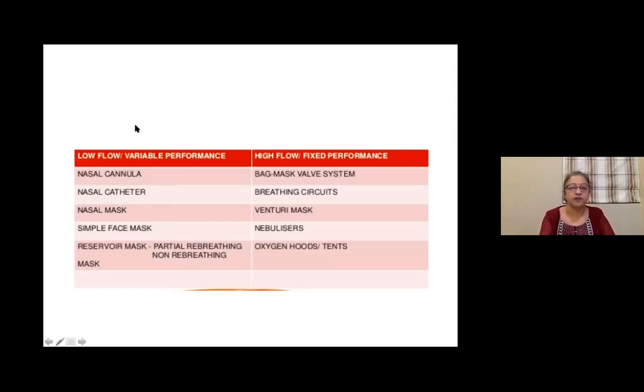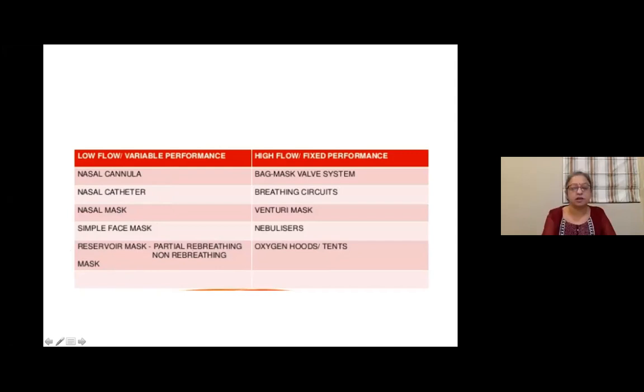So for low flow variable performance, what devices do we have? We have the nasal cannula, the nasal catheter, and the nasal mask. The nasal mask is usually used with a CPAP machine in stable patients with obstructive sleep apnea who are not mouth breathers. Because this is not usually used in the ward areas in COVID-19, I won't be discussing it. The common low flow devices used are the nasal cannula, the simple face mask, and the reservoir mask, which can be a partial rebreathing mask or a non-rebreathing mask.